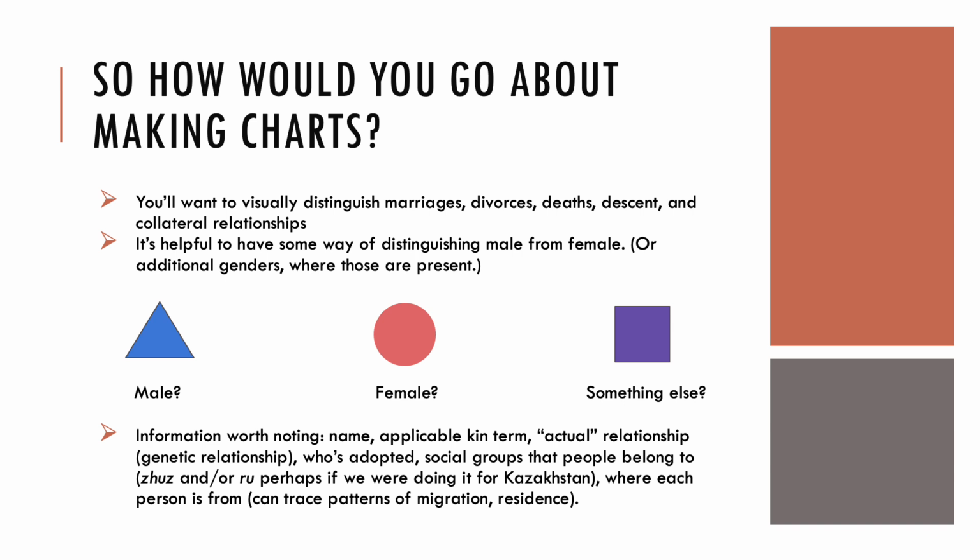But nonetheless, it might be useful to distinguish, like, okay, both of these are your mothers. Who gave birth to you? You can find out who's adopted. You can note social groups that people belong to. If we were doing it for ethnic Kazakhs, we might want to note maybe their zhuz or their ru. We can perhaps note where each person is from in order to trace patterns of migration or residence.